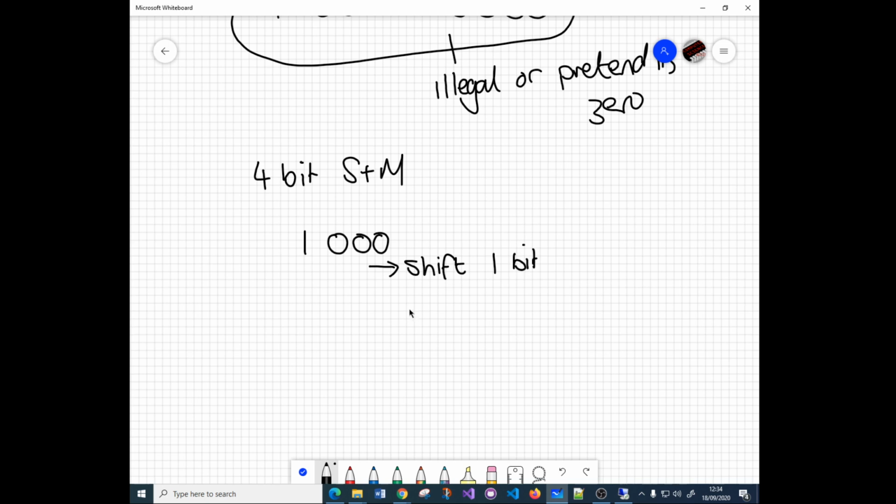What would I get? Yeah, excellent. You get that. If I initially had a sign of magnitude number, what have I done to that number? Oh my God, I've ruined it. What have I done? I've changed the sign.